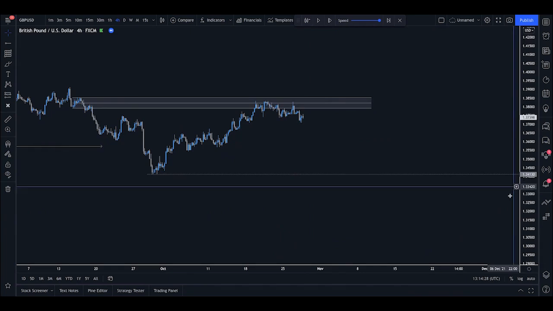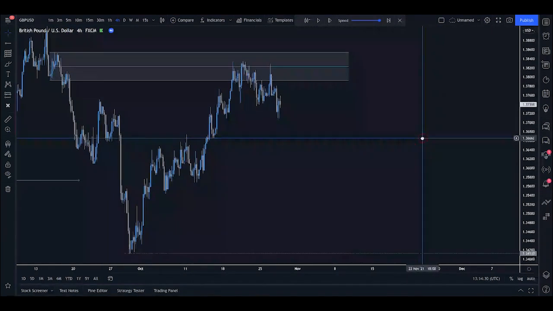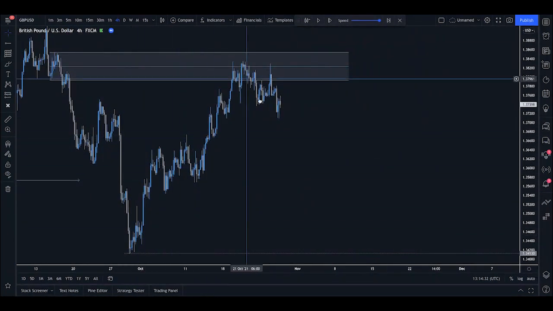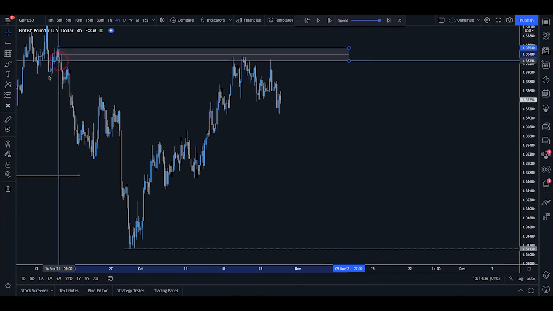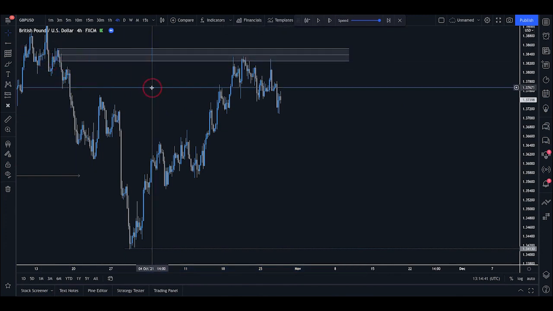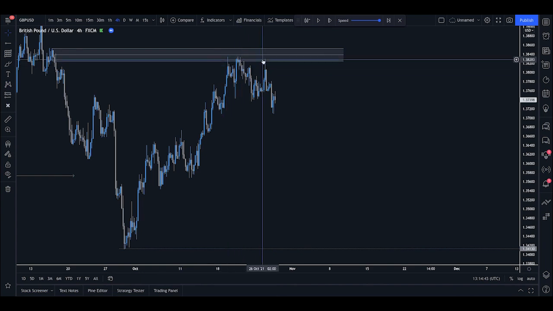And now if we drop down to the 4-hour time frame, we can see a better picture of the current structure. So what we can do first of all is refine our zone down. I'm going to refine it to this blue candle here, which is the last candle before we started selling off. And we can see we had a nice couple of retests into that area before selling off.